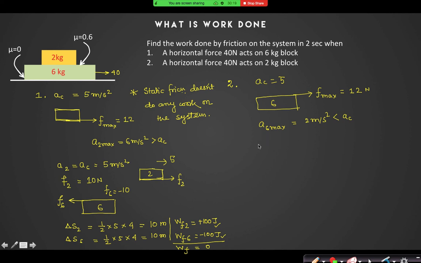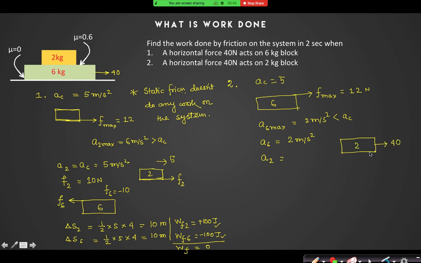So if they will move separately, what is the acceleration for the 6 kg block then? 2 meter per second square. And what is the acceleration for the 2 kg block? Can you tell me now? For the 2 kg block, this is a 40 Newton force acting.